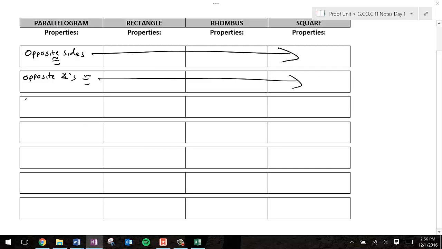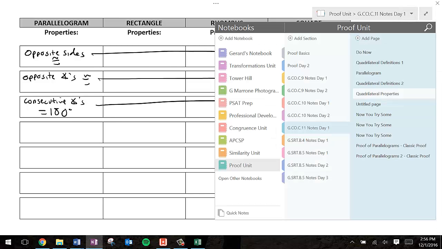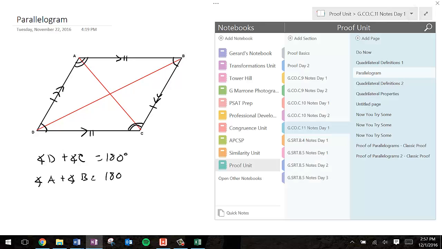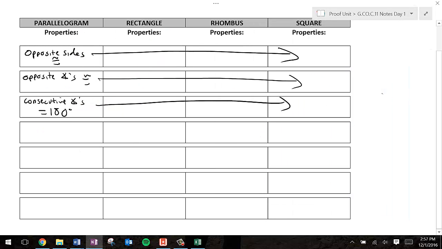We also have this other thing that consecutive angles are supplementary. They equal 180 degrees for all of these. So going to our diagram here, that means that angle D plus angle C equals 180 degrees. And that also means that angle A plus angle B is 180. And we could keep going with A and D and with B and C as well. But the consecutive angles in a row, not opposite across the figure from each other, the consecutive angles will be supplementary. And once again, that's true for all of them.